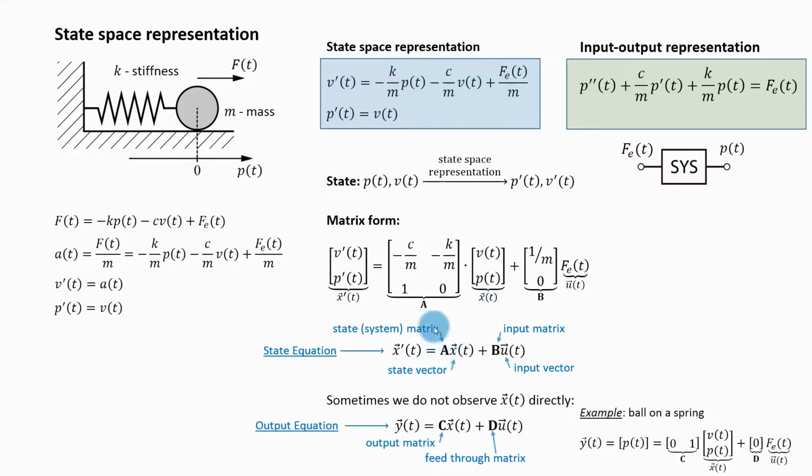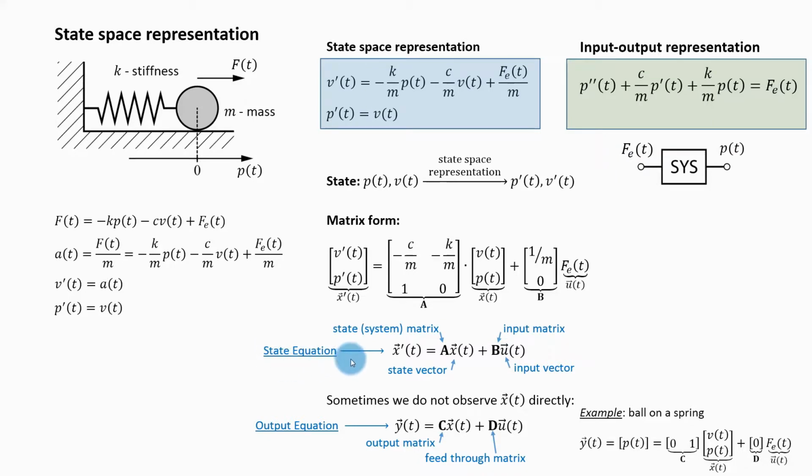This matrix A, which is this matrix, we call the state matrix or system matrix. The system matrix tells you how the current state will contribute to the change of the current state of the system. Now, this vector u we call the input vector, and in our example it is just a single-element vector that contains the external force. In general, we can have multiple inputs, in which case this input vector would have multiple elements. And this matrix B we call the input matrix, and the input matrix tells us how the input vector contributes to the change of the system's state. And this entire equation we call the state equation.